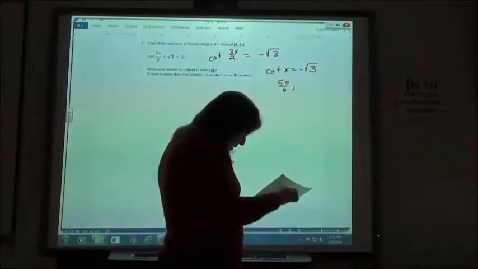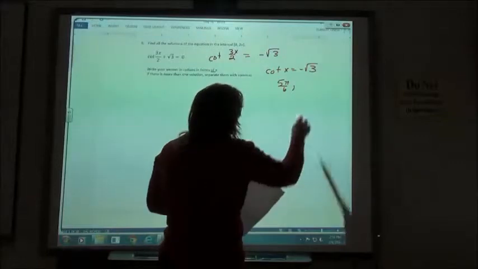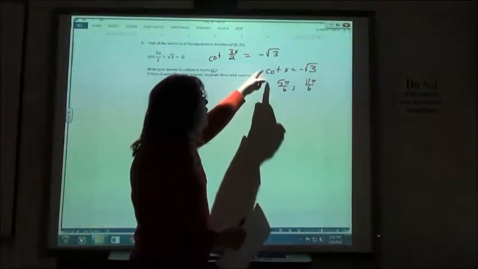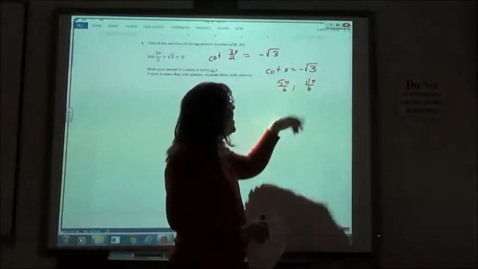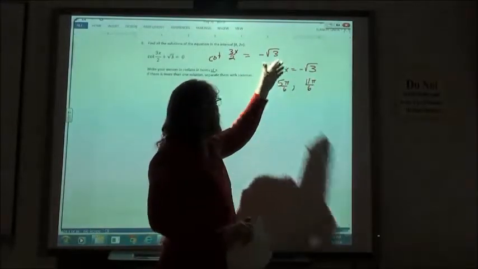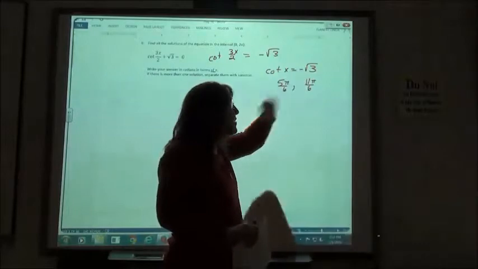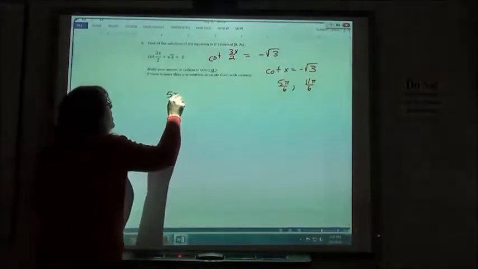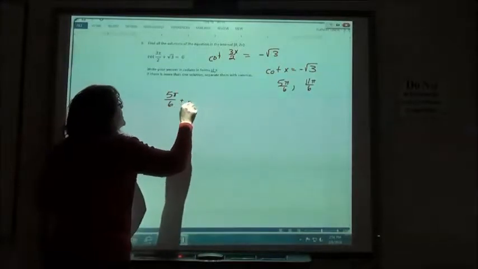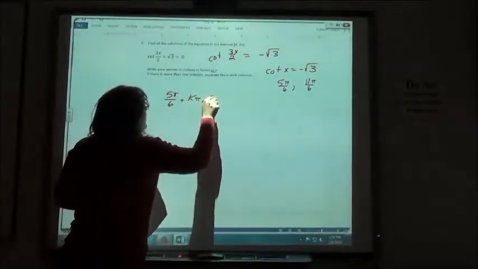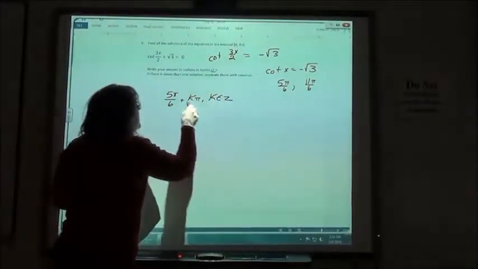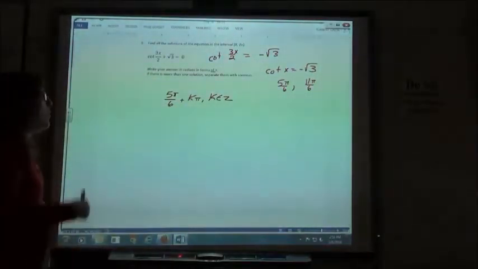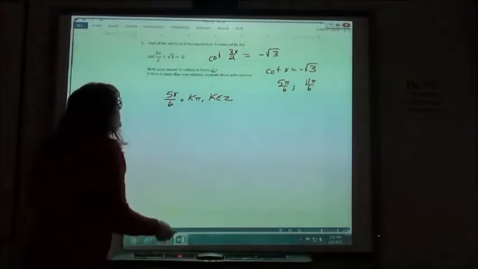If you keep looking down the list, I also have it at 11 pi over 6. But keep in mind, since it's a cotangent, the period should be pi. If I take 5/6 plus 1, I get 11/6. And so normally I'm just going to say 5 pi over 6 plus k pi, with k being an element of z, because tangent and cotangent have a period of 180 degrees, or pi, each one.